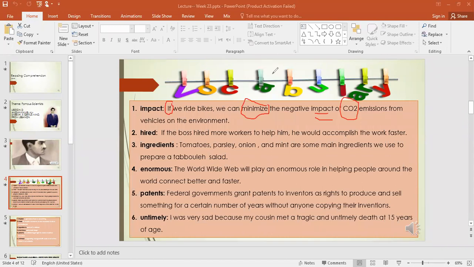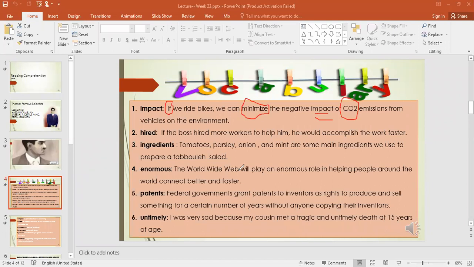Patents. Federal governments grant patents to inventors as the right to produce and sell. When a person invents something, this person has the right to produce and sell this thing. So this is called a patent.